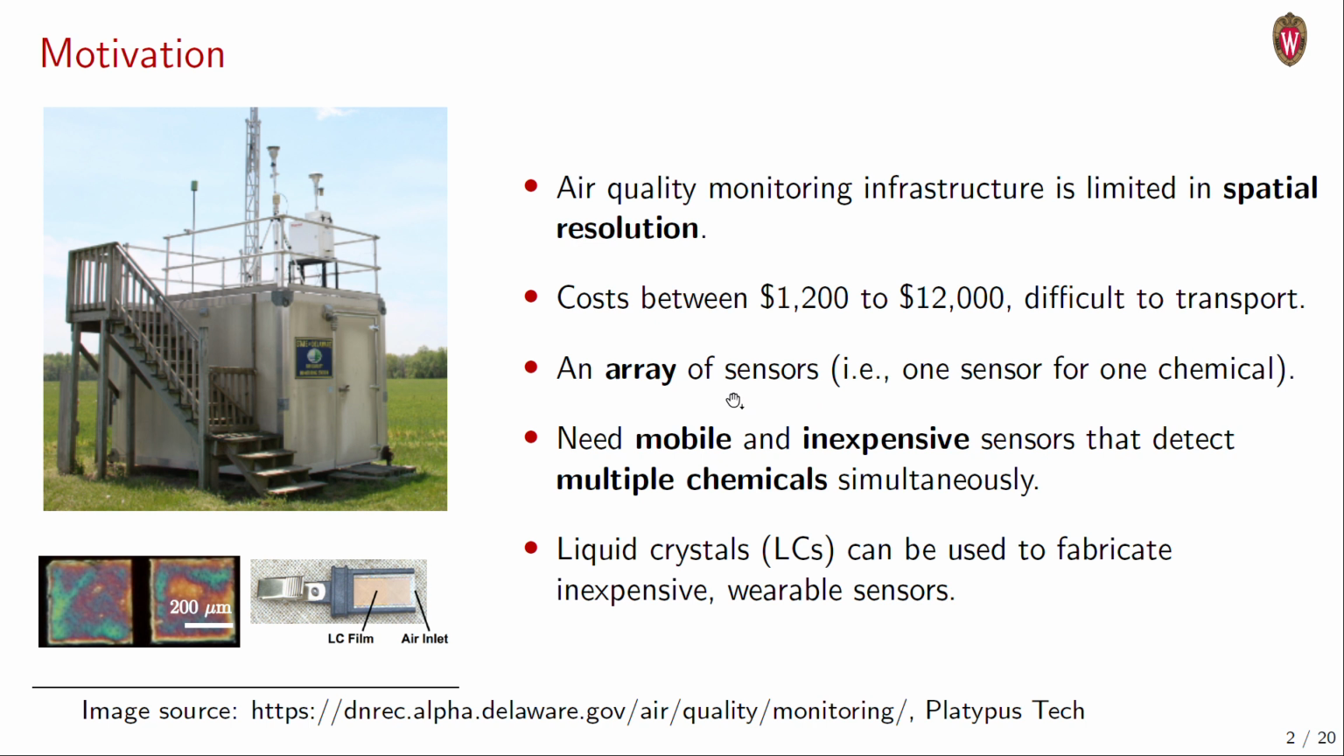Also, usually one sensor can only detect one chemical. To detect multiple chemicals, we need an array of sensors. Because of those two points, we need mobile, inexpensive sensors that can detect multiple chemicals at the same time. Liquid crystals are chemically responsive materials that can be used to fabricate inexpensive, wearable sensors, such as the one in the figure.